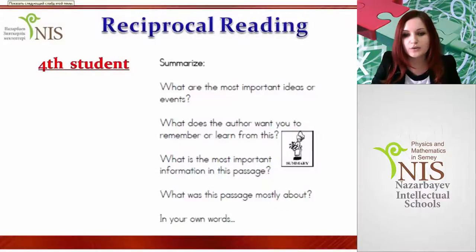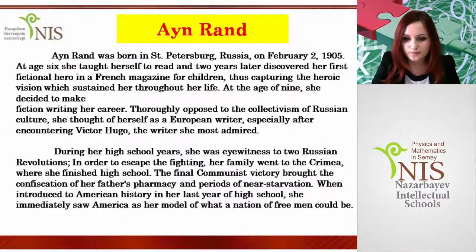So let's begin our reading in groups. Ayn Rand. Ayn Rand was born in St. Petersburg, Russia on February 2, 1905. At age 6, she taught herself to read and 2 years later discovered her first fictional hero in a French magazine for children, thus capturing the heroic vision which sustained her throughout her life. At the age of 9, she decided to make fiction writing her career. Strongly opposed to the collectivism of Russian culture, she thought of herself as a European writer, especially after encountering Victor Hugo, the writer she most admired.